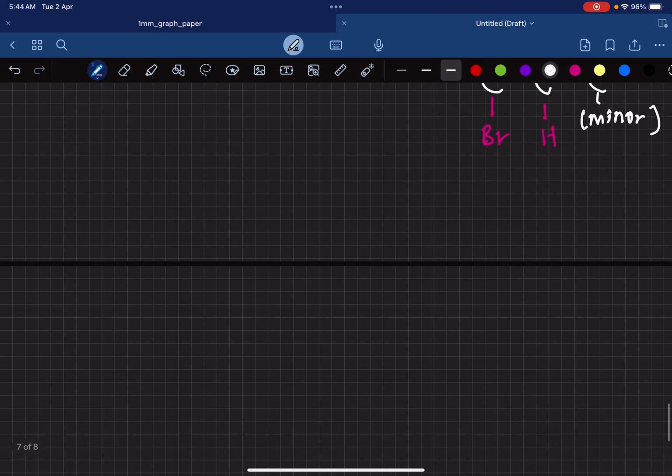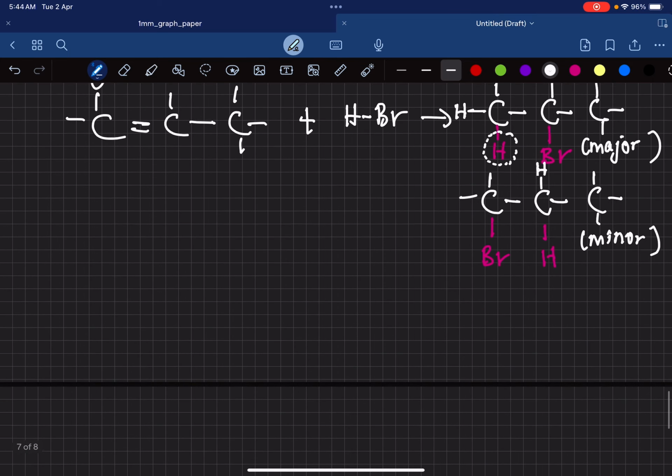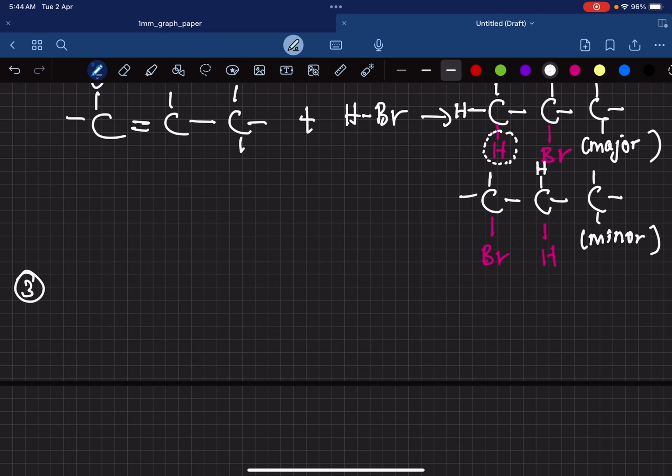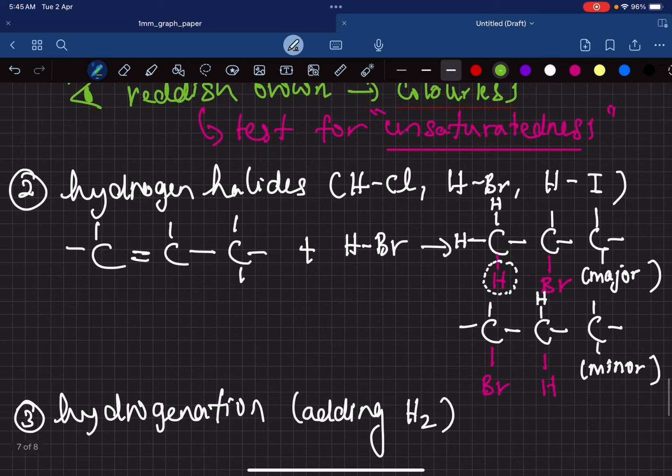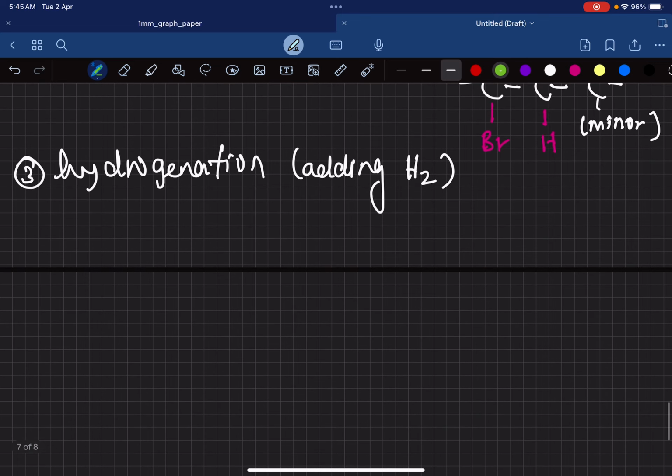And then the other reaction that you may know is hydrogenation. Hydrogenation is basically adding hydrogen. This reaction is basically converting a double bond into a single bond.